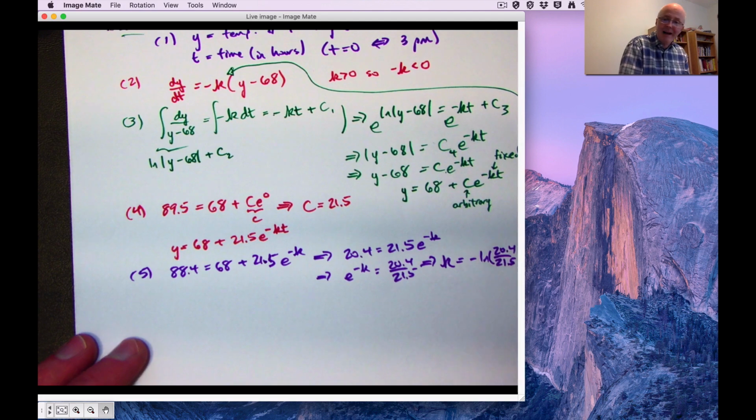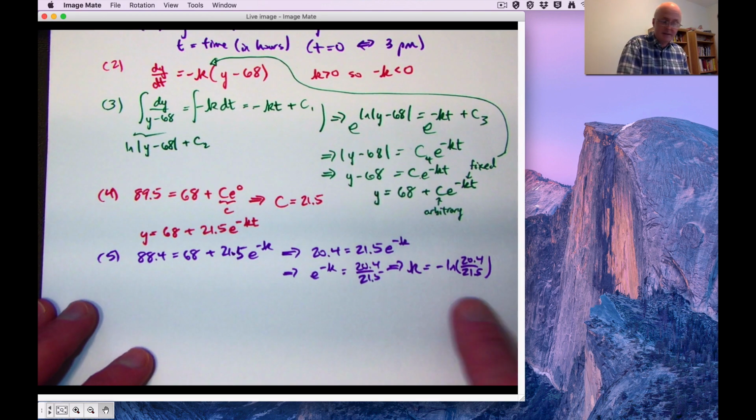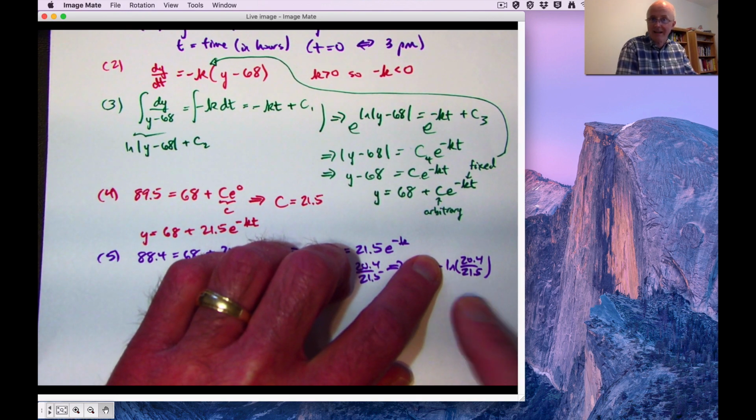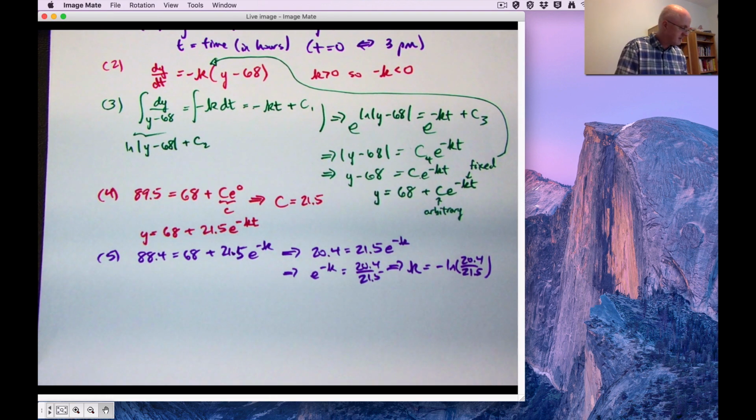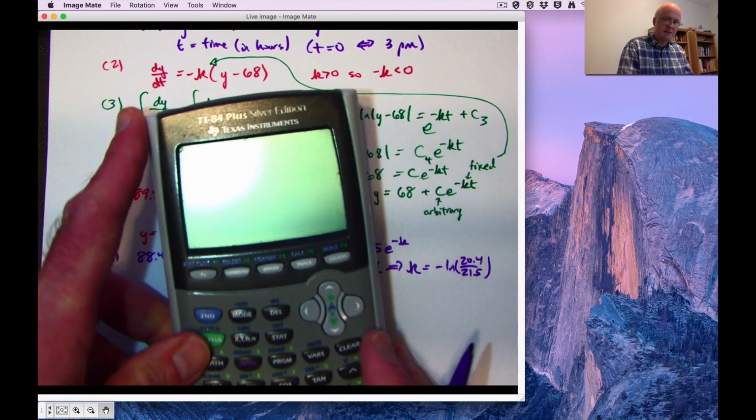That will be a positive number, right? Because you take the log of something less than 1, it's negative. The negative sign out there makes the entire expression positive. Let's see what it is.